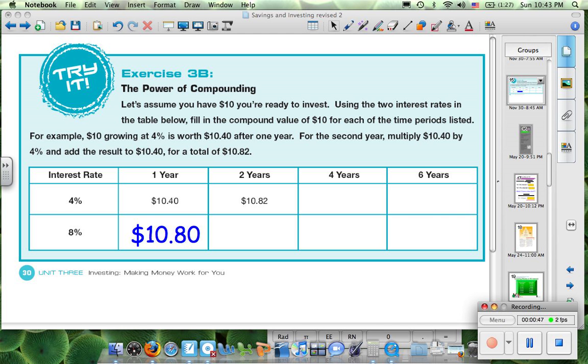Now, when we did this particular assignment, in order to find how much money $10 would turn to in 6 years, we had to do 6 different calculations. Time consuming, and I know we're all short on time. So, believe it or not, we have a formula we can use.